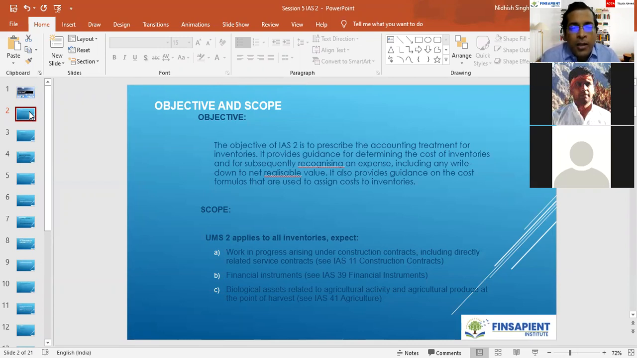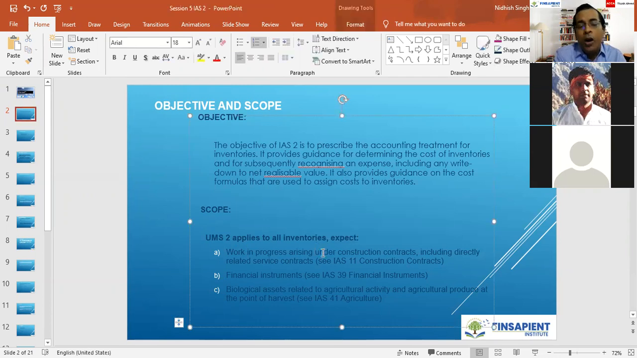So IFRS uses various acronyms, but scope wise this excludes all three standards. So IAS 2, inventory accounting, applies to all the inventory except all these three items, which are part of other standards.